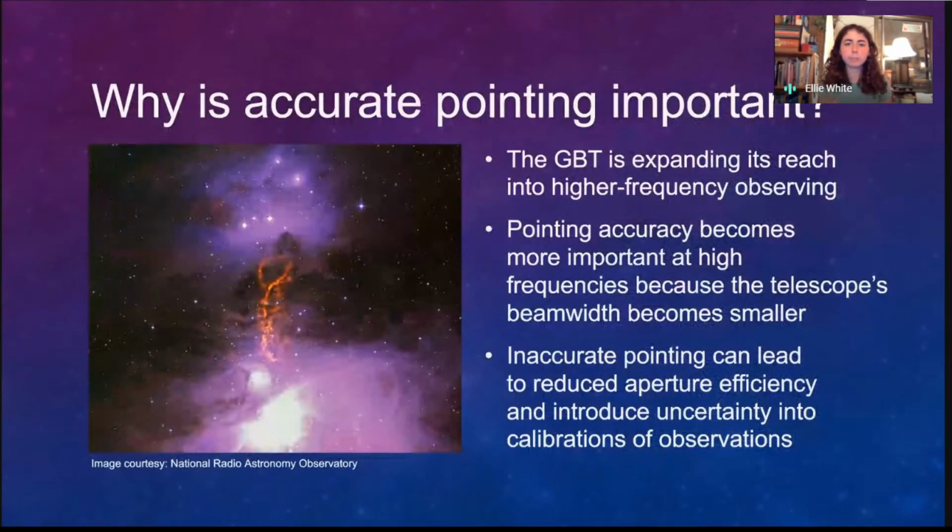So we've talked a little bit about pointing in general, but why is it important? Like everyone was saying at the break, for a lot of purposes, especially astroimaging, it may not matter so much, but for the GBT, it's vital. The Green Bank Telescope is expanding its reach into ever higher frequency observing. It goes up to 115, 116 gigahertz right now. The dream would be to go up even higher in the future. But at that point, pointing accuracy becomes really important because the telescope's beam width becomes smaller.